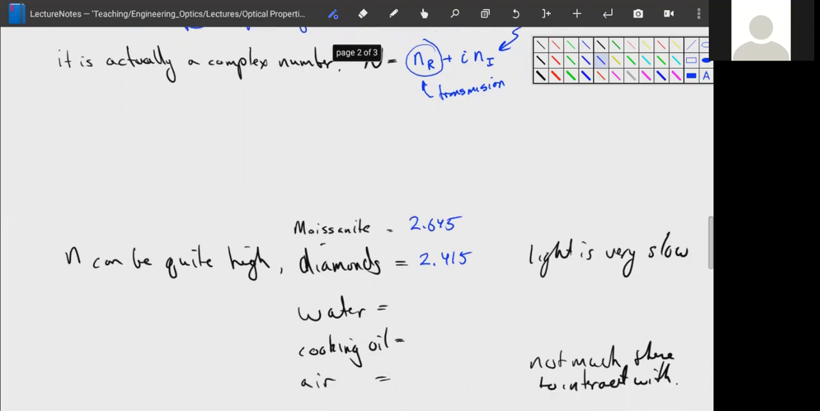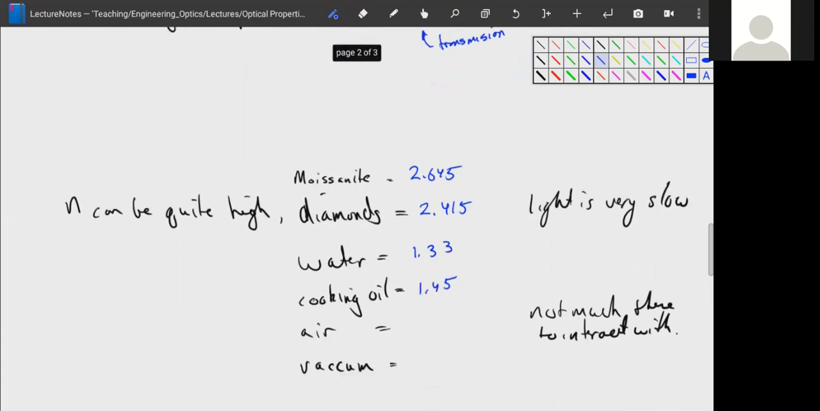Water is 1.33. Cooking oil is about 1.45. Air is slightly more than 1, not much. Not enough more than 1 to really care about unless you're doing very sensitive measurements. And vacuum is 1.0, because obviously the speed of light in a vacuum divided by the speed of light in a vacuum is 1.